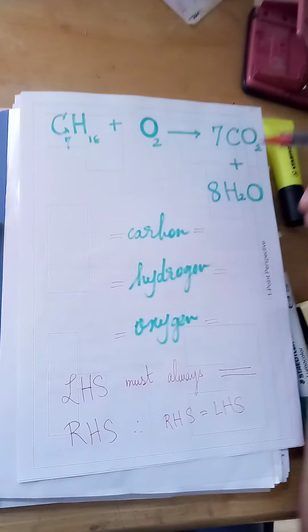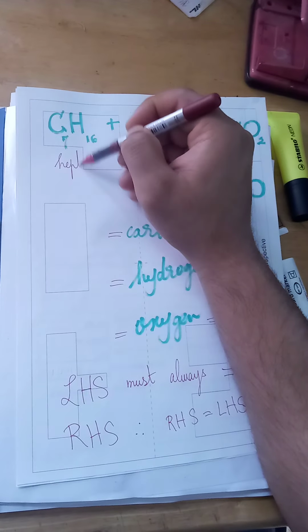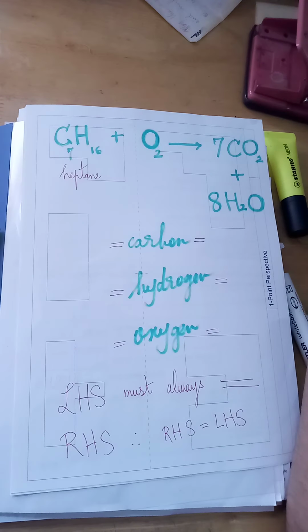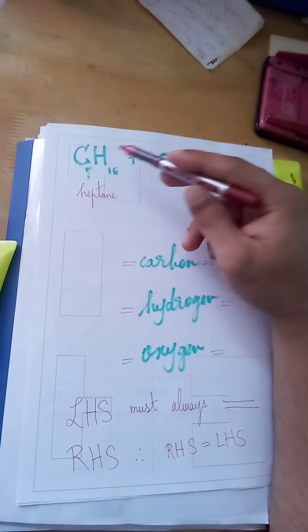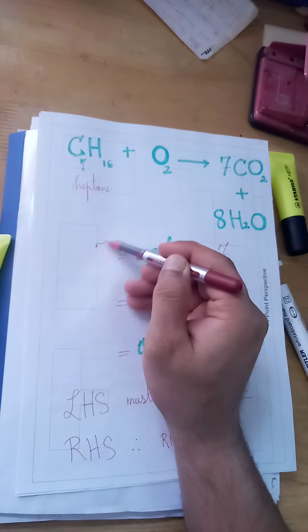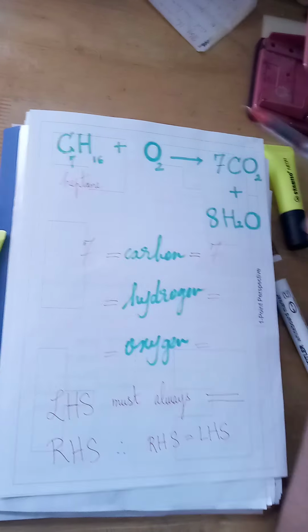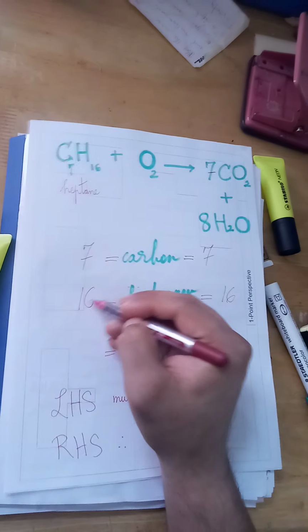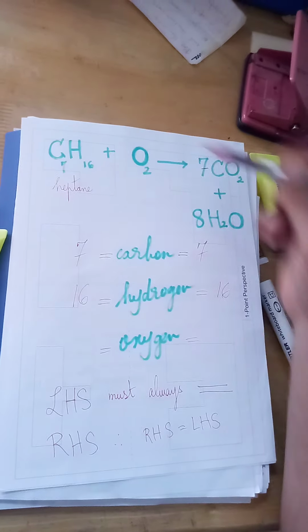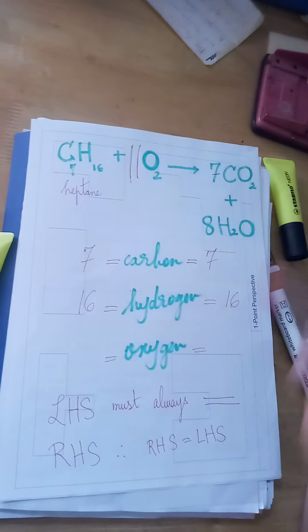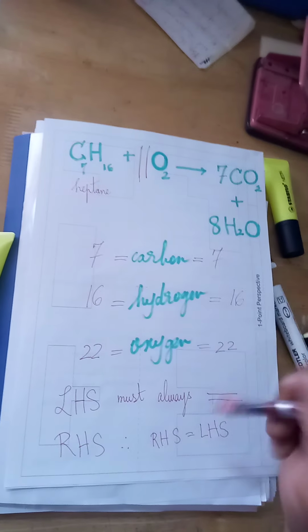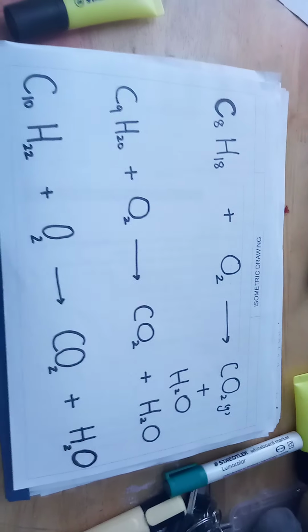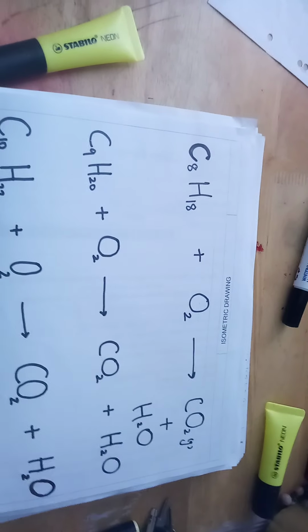So I've got heptane here. Heptane and 7, so I've multiplied it, put the 7 here, and I've put the 8 here. Now I've got 7 carbon. I've got hydrogen, which is 16, and then I've got oxygen, which is 14 and 22, so that'll be 11. Okay, so I've got the octane here. Octane is a very important fuel.